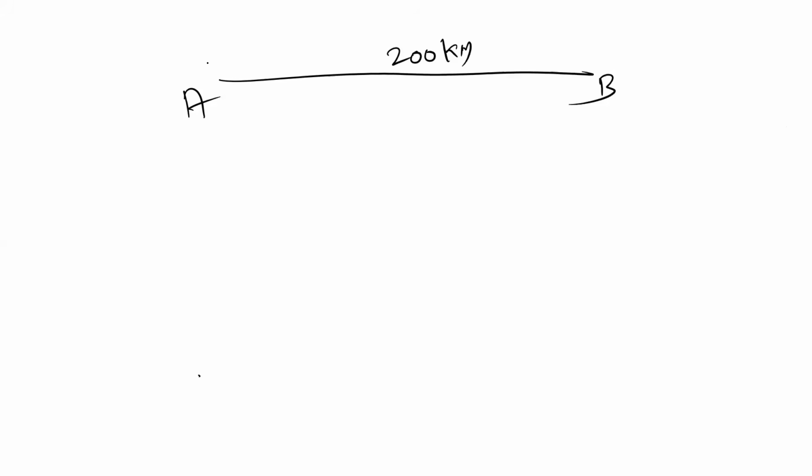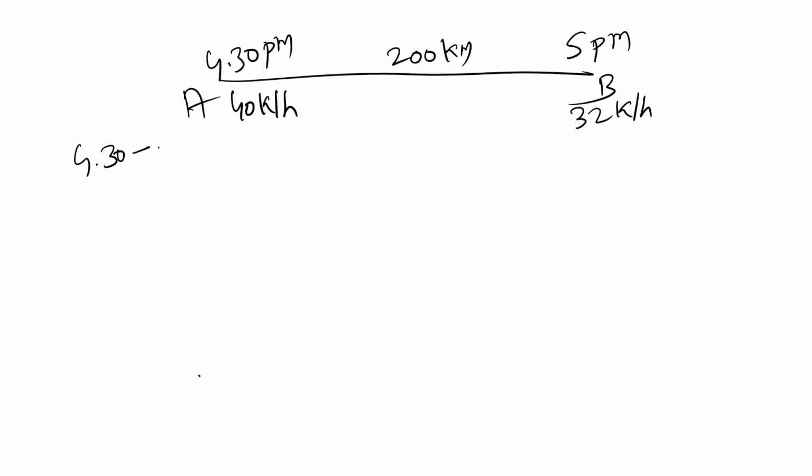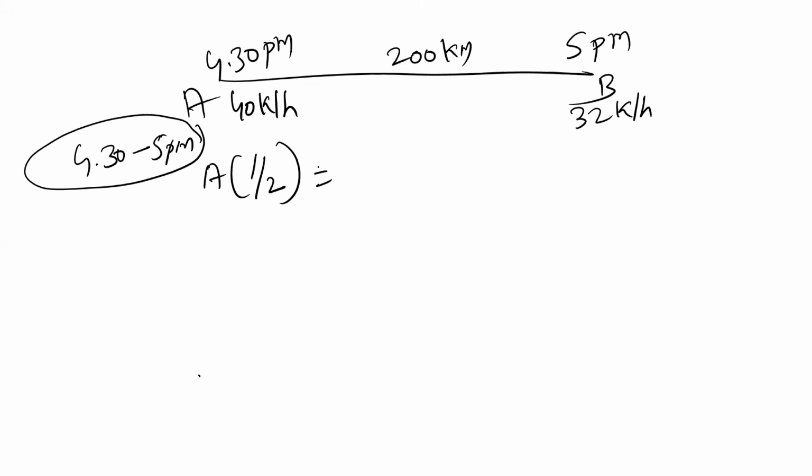Let's take A and B. Total distance 200 kilometer. A started at 4:30 p.m. Speed 40 kilometer per hour. B started at 5 p.m. Speed, let's take 32 kilometer per hour. Now, what you will do first, from where to where? From 4:30 to 5 only, first you will take, because this is the time only one train is running. How much duration is it running? Half an hour. How much will it cover in half an hour? A can cover 40 kilometer in 1 hour. 40 in 1 hour, half an hour, only 20 kilometer.